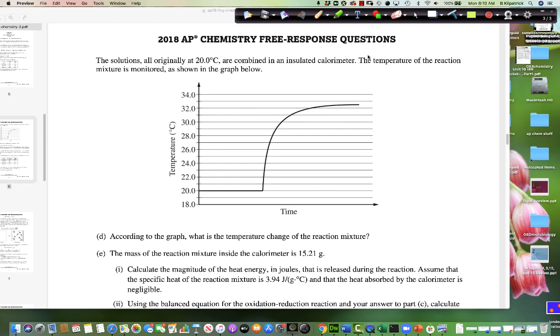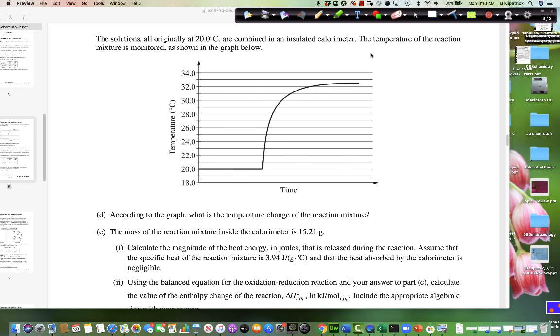So now let's look at the graph. Okay, so the solutions, all originally at 20 degrees Celsius, are combined in an insulated calorimeter. The temperature of the reaction is monitored. So it's showing you the temperature change as the reaction progresses. And the next question says, according to the graph, what is the temperature change of the reaction? So if you're starting at 20, you need to go to the graph and make sure you're looking at the highest temperature here. And it's roughly 32.5.